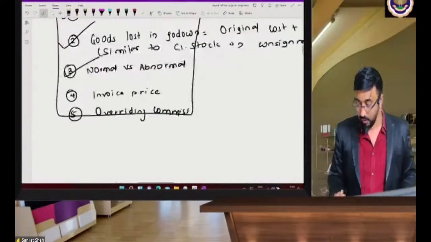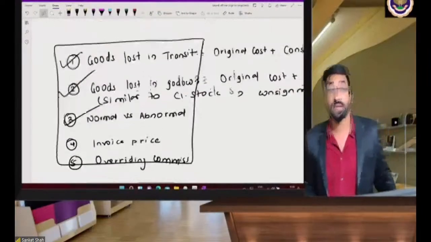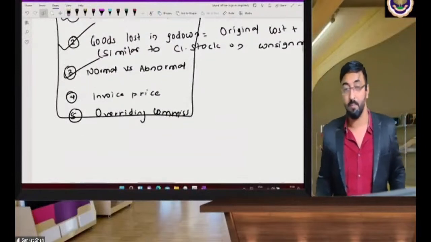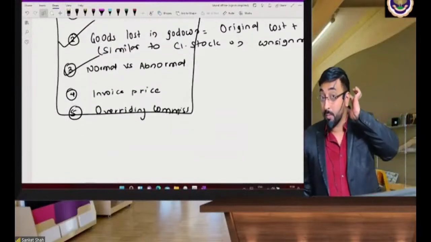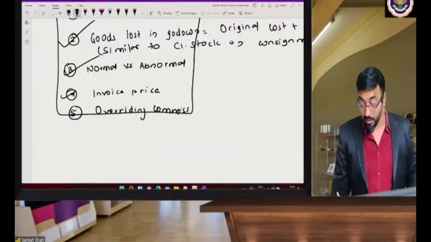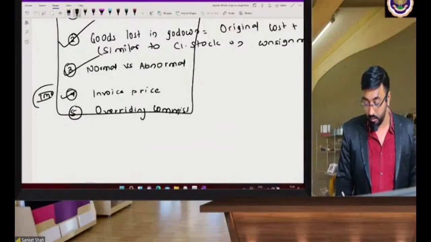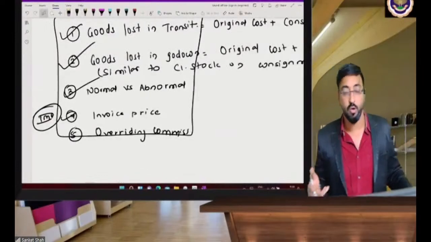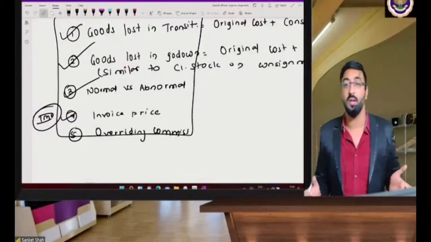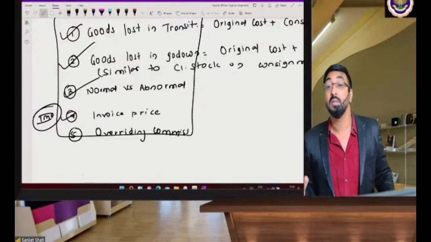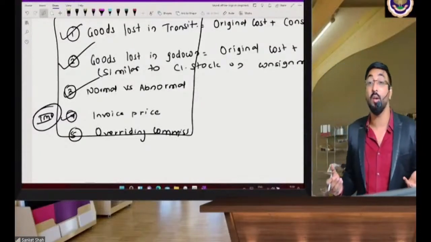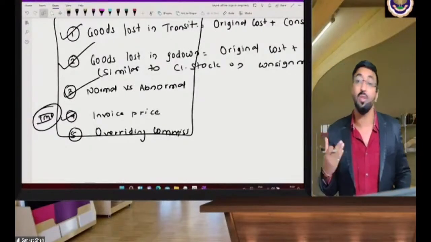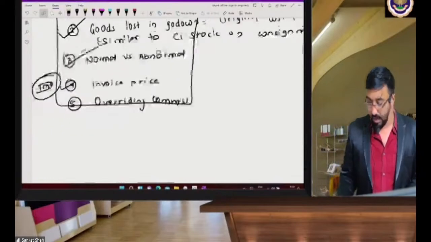So the third one is over, normal versus abnormal. We have completed the concept of normal versus abnormal. Now we have to start with the concept of invoice price. Invoice price is also very important. Goods lost in transit, you got this concept. Goods lost in godown, you got the concept. Normal versus abnormal, what is the difference? Normal loss is recorded at scrap value and abnormal loss is recorded at cost. Normal loss is unavoidable and is absorbed by good units, and abnormal loss you record in the books of accounts.